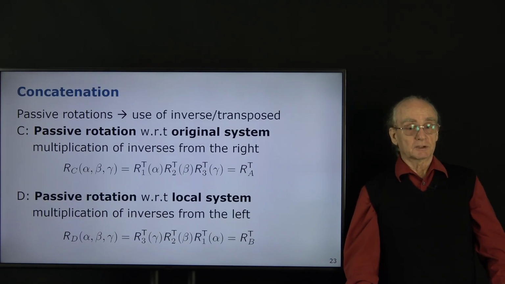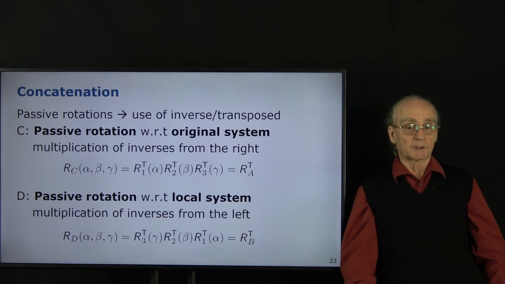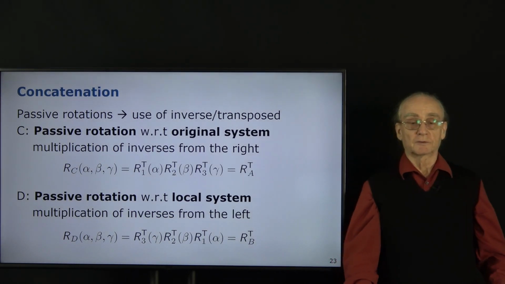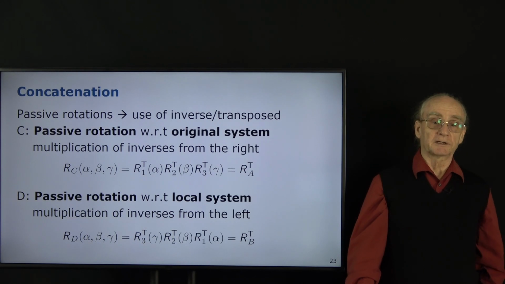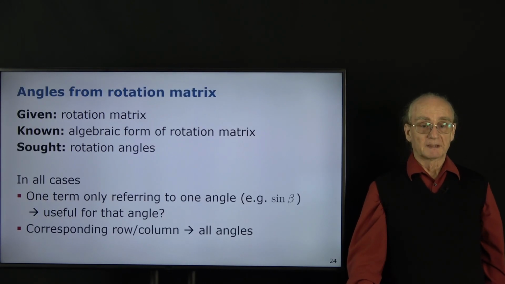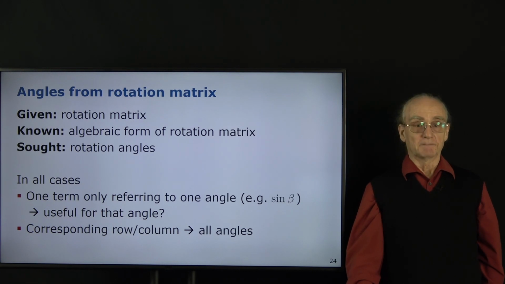But this is the definition, and you could of course program this in this way, and so you have a routine for the individual rotations, and then you concatenate them in the way which you need. Now let's assume you have a rotation matrix, and you would like to know what are the three angles alpha, beta, and gamma.